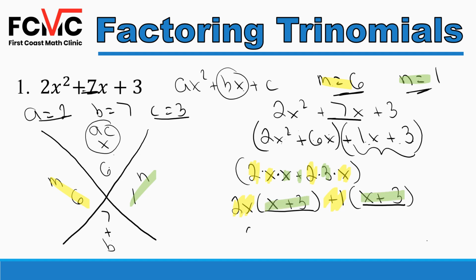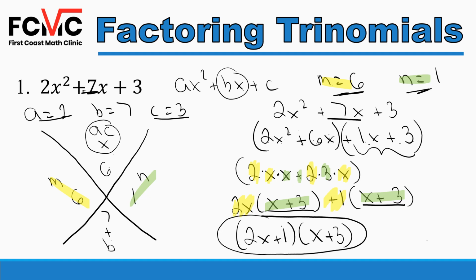And my answer is going to be 2x plus 1 and x plus 3, and that's my answer. So these are my factored binomials for 2x squared plus 7x plus 3. All right, let's get into example number 2.